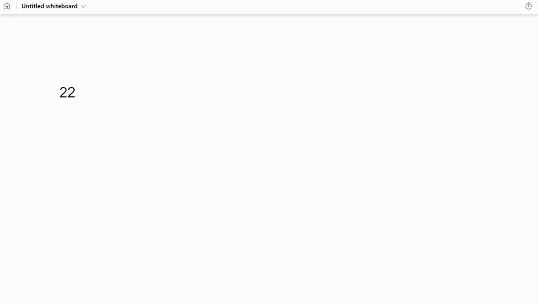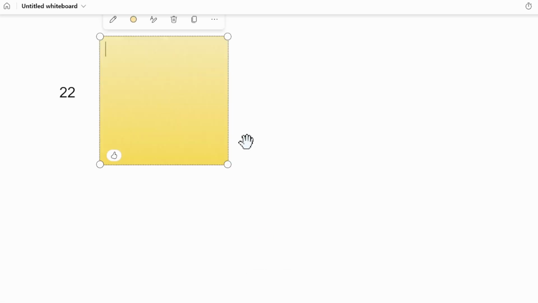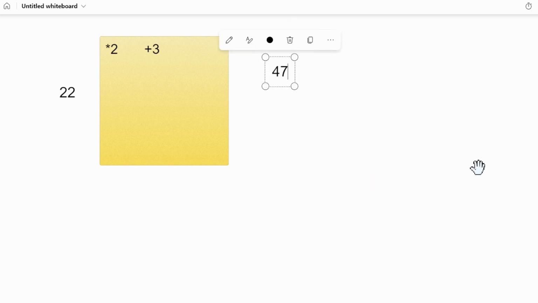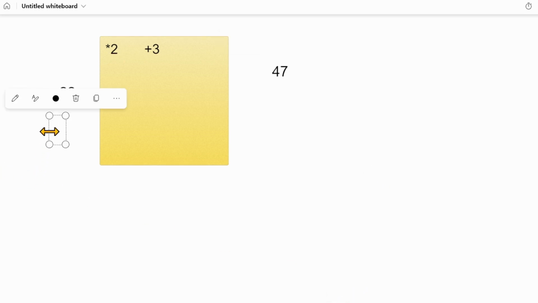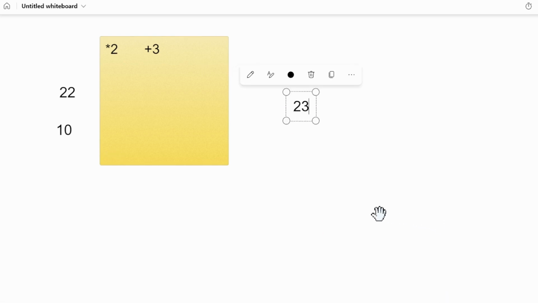Let's say 22. And in this box, I'm going to put an instruction that says multiply that by 2 and then add 3. So in the case of 22, we multiply it by 2, 44, add 3, and we get out 47. Let's do another one. Let's start with the number 10. Multiply that by 2, you get 20, add 3, and of course you get 23.